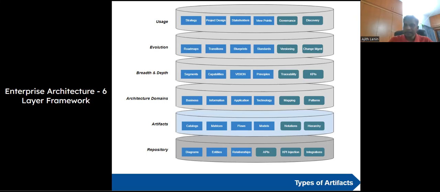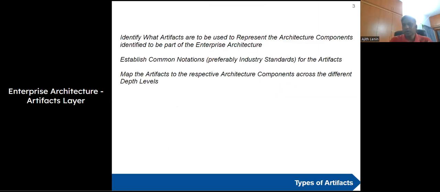Now, when we get into the artifacts layer, we'll look at how we use the decisions we made in the previous layers to define the artifacts we need, right? So the purpose of the artifacts layer is to identify the artifacts to represent the architecture components we identified so far, and also establish the common notations we want to use. It could preferably be industry standards, or it could be custom built by the organization. And map those artifacts to the respective architecture components, and specify at which depth level what artifact is to be used, etc.